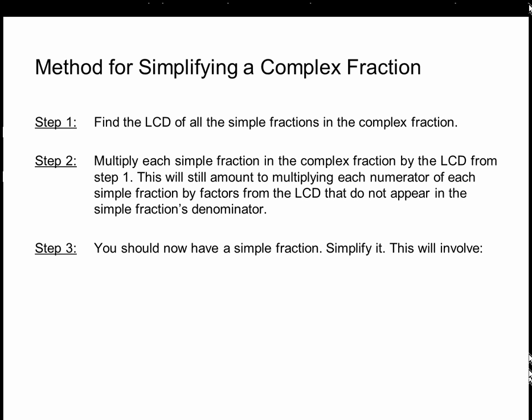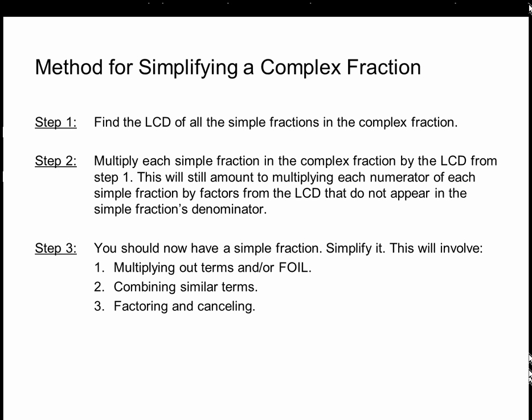Actually do multiply. So you may have to distribute, you may have to do FOIL. Step 3. You should now have a simple fraction. Simplify it. Okay. Now, what will this involve when you try to simplify the simple fraction? Multiply out terms and or do FOIL. Combining similar terms. And, of course, factoring and canceling.